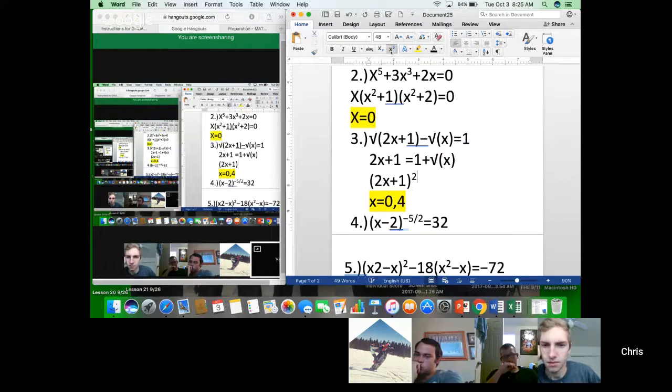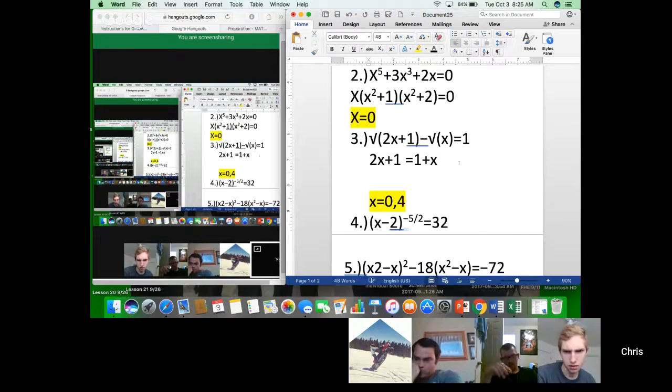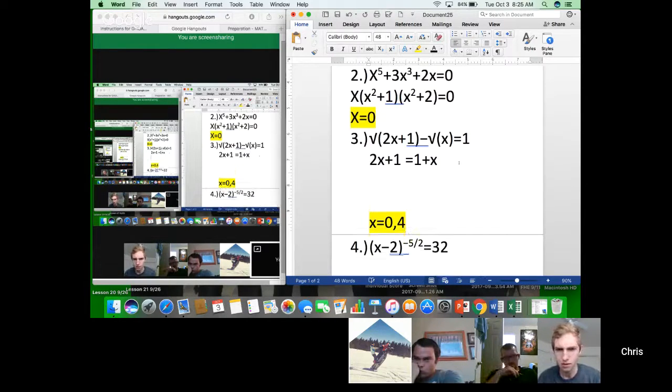That's just me, isn't it? It would be, yeah, 2x, because if you square a square root, it cancels the square root out. Oh, so you're just saying it would be 1 plus x? Yeah. Oh, sorry.